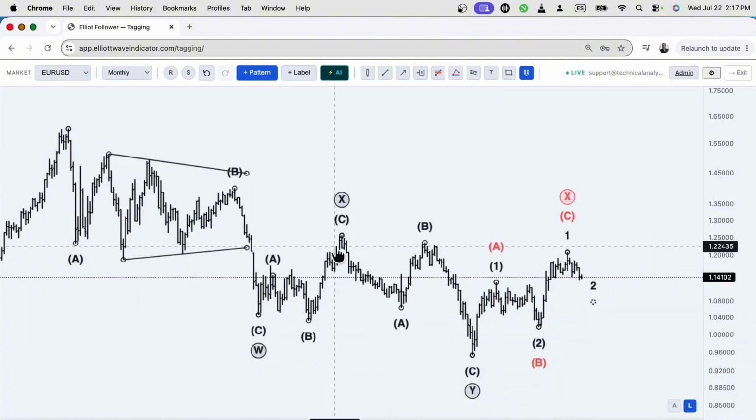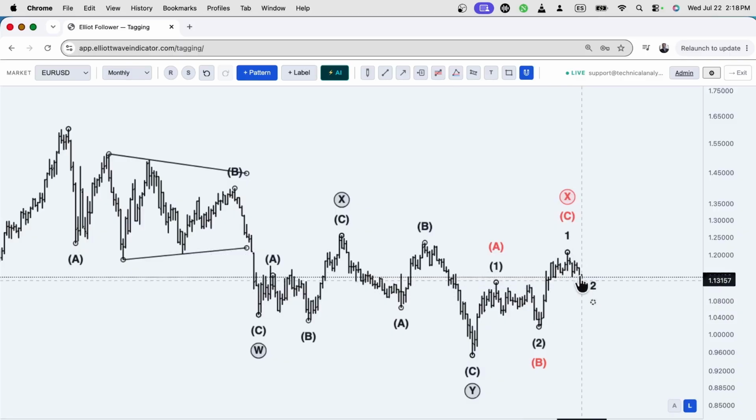Alternatively, we have this A, B, C in red, which means as a potentially alternate count, since we have a W, X, Y, this could be an X preceding the last move to the downside. That would be a Z. So that's an alternate count. Let's focus for a moment on the preferred count, which is a 1, 2, 1, 2. So you can see that in the monthly chart, the 2 is incomplete.